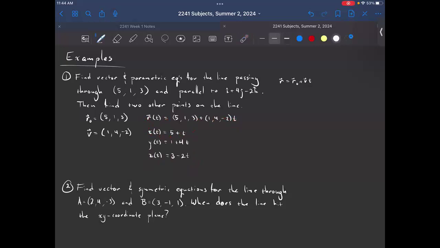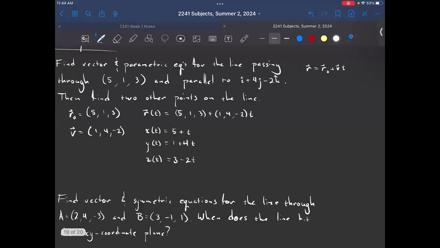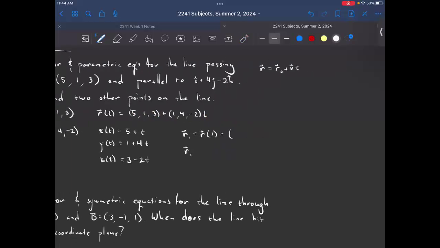All right, it says we want to find two more points on the line. So let's just plug in some other values of t. So note if I plug in t equals 0, I get back my starting point R0. So let's find some points R1 and R2. And let's say we choose, I don't know, t equals 1. So R of 1 will give me the point 5, 1, 3 plus 1, 4, minus 2.